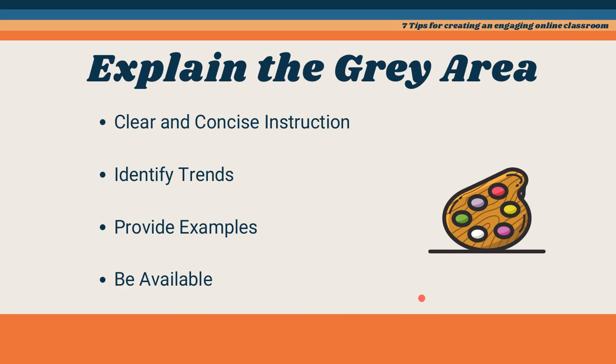So for this next segment, we're going to look closer at explaining those gray areas to try to mitigate and ward off some of those issues, especially in an online environment where you're not physically there next to the student to show them exactly what we want. So we have to make sure we can properly do that. And the first and foremost thing is clear and concise instruction.